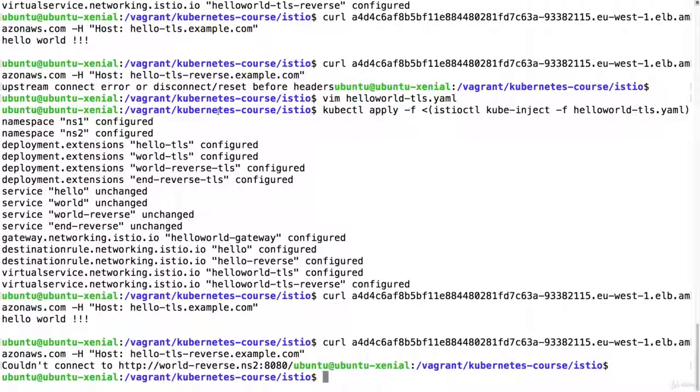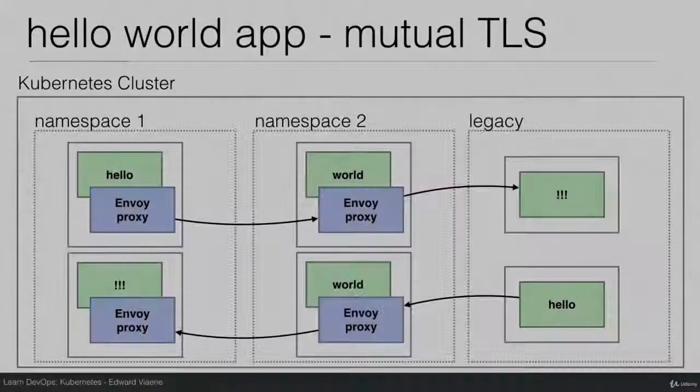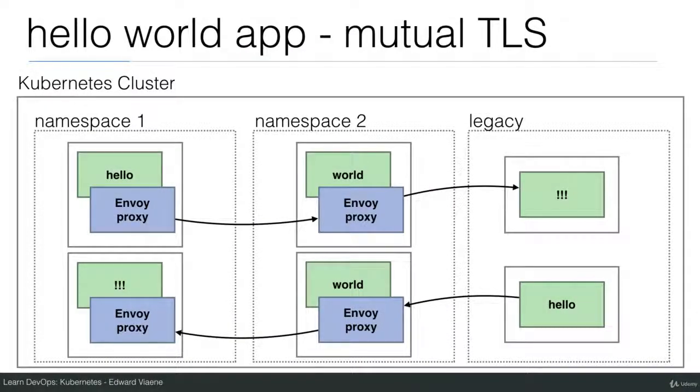So this is how you enable Mutual TLS. We now have Mutual TLS enabled on our namespace 1 and namespace 2 pods, not in our legacy pods. We can still communicate from namespace 1 to namespace 2 and from namespace 2 to legacy, but we cannot communicate from legacy into our namespace 1 and 2. And this makes sense because we cannot identify this hello app because it's not using Istio. This doesn't have a certificate, so we cannot trust it, and we're not letting it into our secured service mesh.